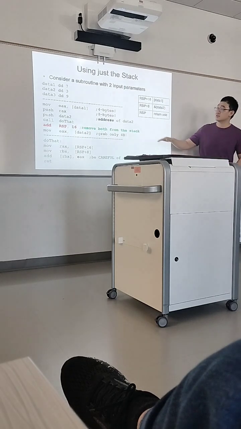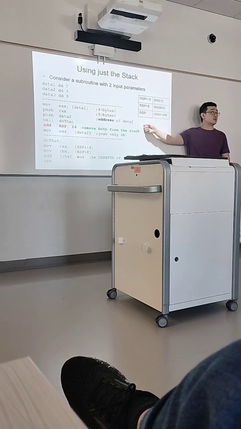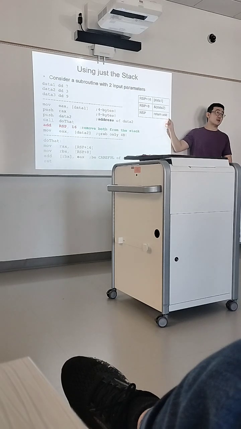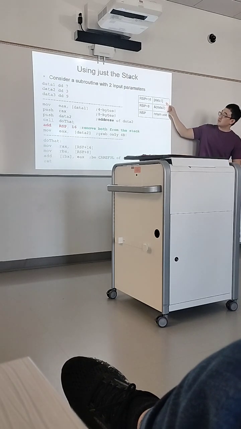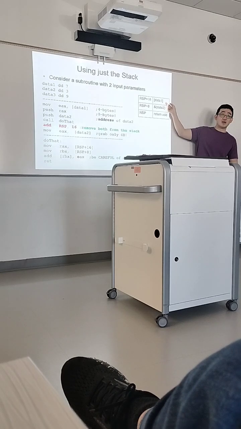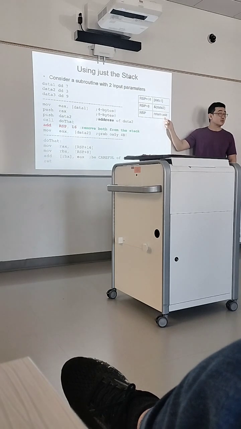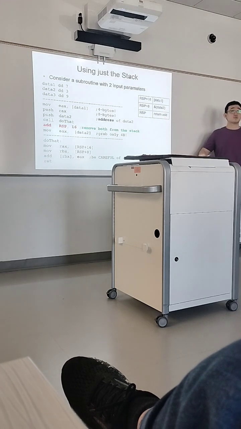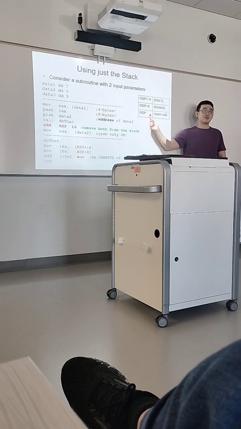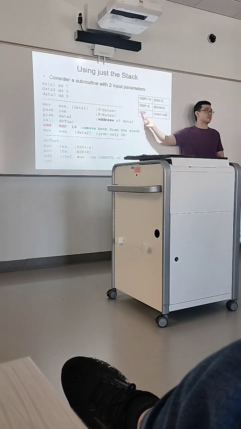So as a result, this is what I'm going to have on my stack at the time of the function call. The first item that I put on there is my actual data from data one, then the address of the variable called data two, and then the return address. The top of the stack is where? The top is at RSP. Always at RSP.